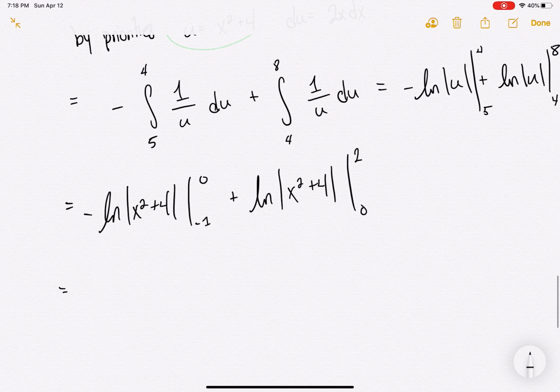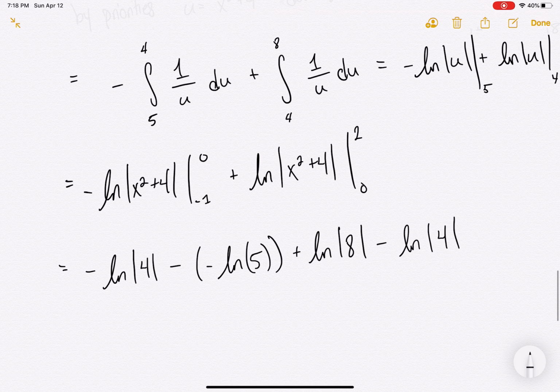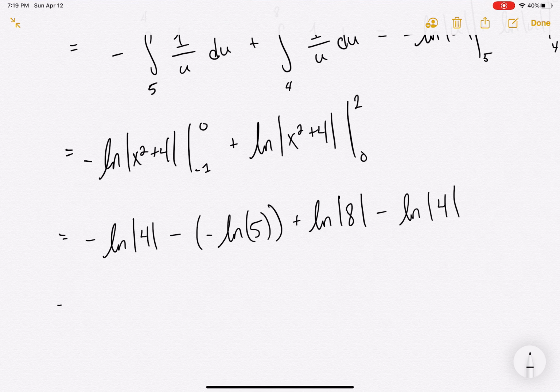So now we just calculate this out. Negative natural log of 4 minus negative natural log of 5, plus natural log of 8 minus natural log of 4. You'll notice I have two negative versions of the natural log of 4, but thankfully I have other pieces that keep me positive. So I really have natural log of 8 plus natural log of 5 minus 2 natural log of 4.